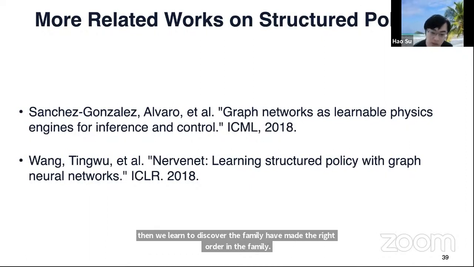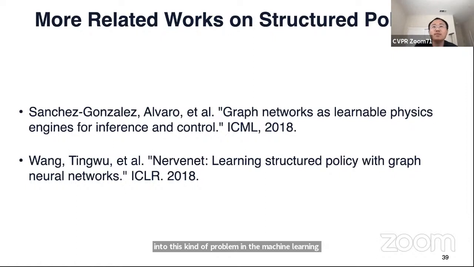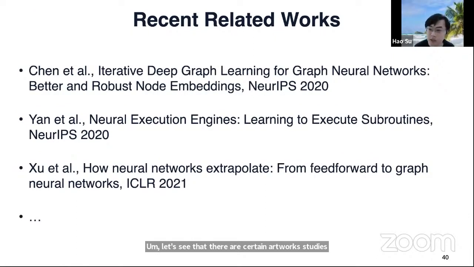So in the end, I'd like to mention some related works. In fact, there are many discussions of this kind of problem in the machine learning community and robotics community as well. There are certain works that study structured policies, and there are also more recent works that further investigate graph neural networks for solving this kind of graph learning problem.